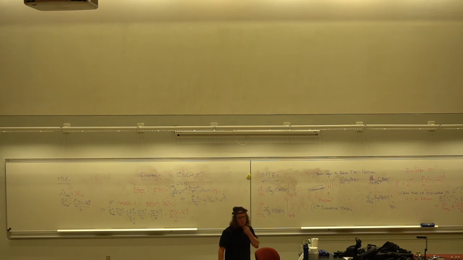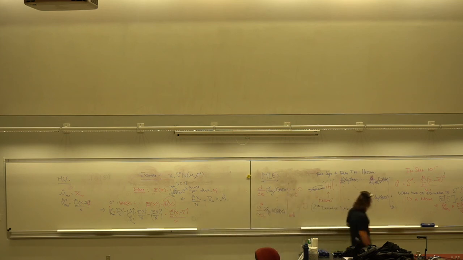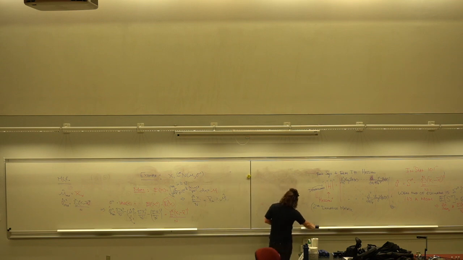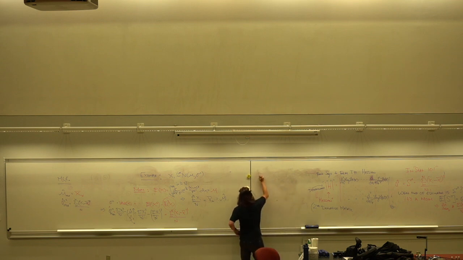Bayes estimators depend on your prior, what you wind up with. Let's look at a slightly different example, just so we can get the gist of it. Maybe we'll come back and we'll talk about Bayes a little bit. So another example.